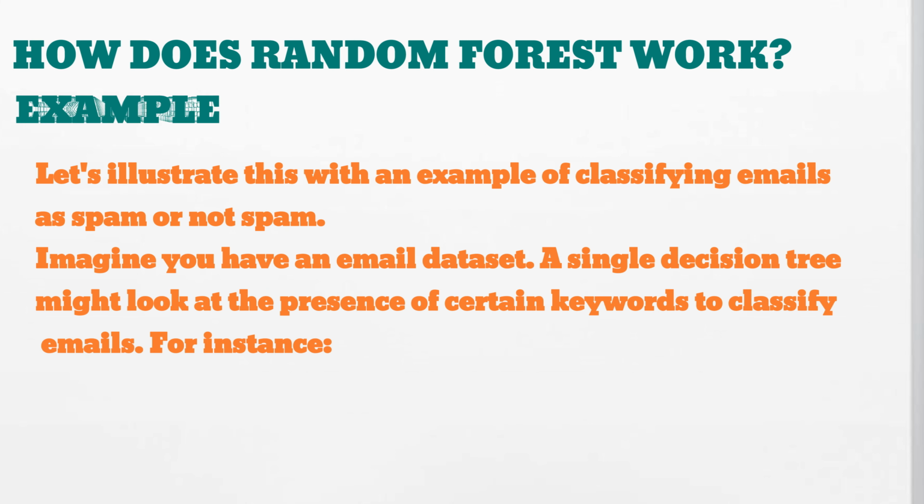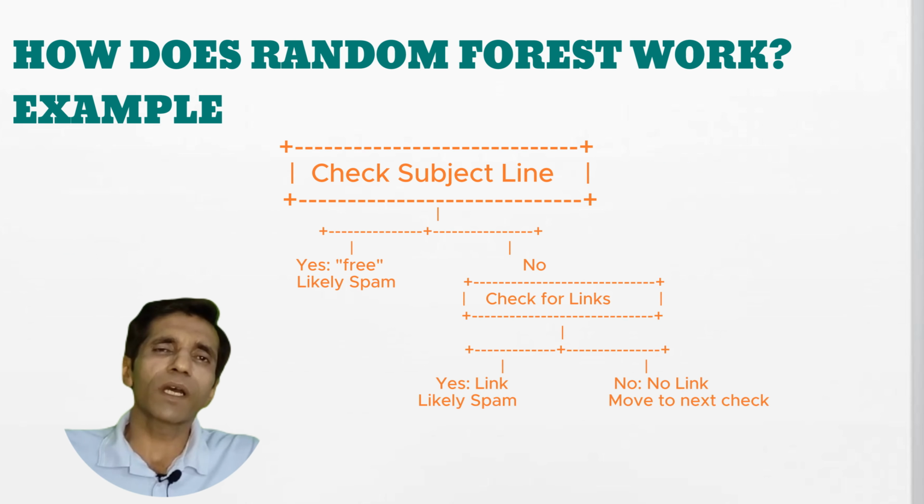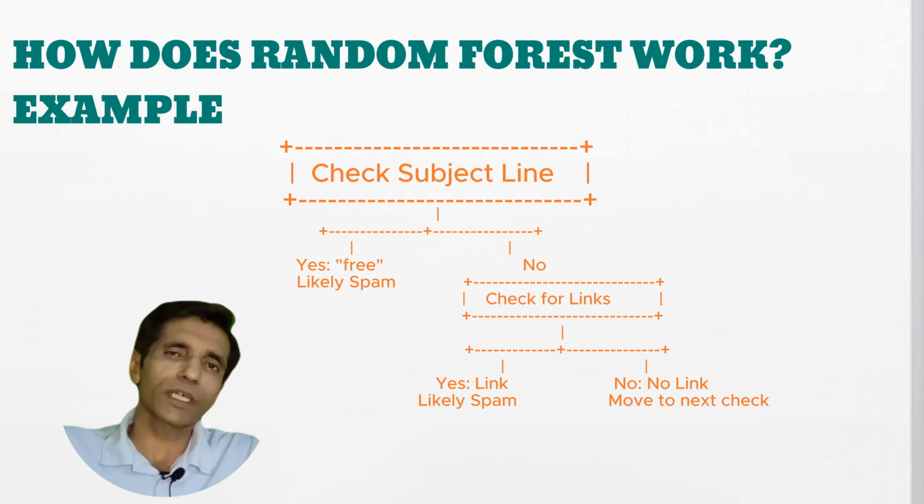Example: spam detection. Let's illustrate this with an example of classifying emails as spam or not spam. Imagine you have an email dataset. A single decision tree might look at the presence of certain keywords to classify emails. For instance, is "free" in the subject line? Yes, likely spam. No, move to the next check. Does the email contain a link? Yes, likely spam. No, move to the next step.